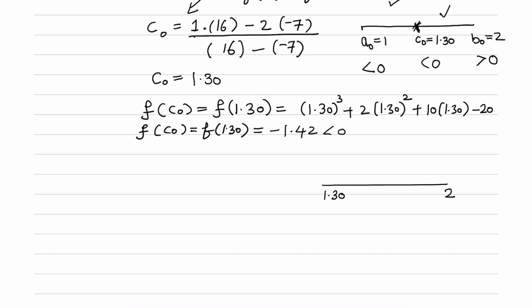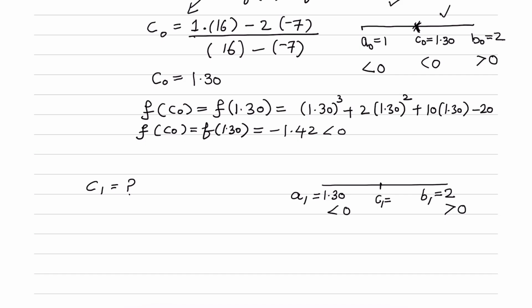And f of 2 was positive, so I'm putting the sign. F of 1.30, which was minus 1.42, it was negative, so we are putting this sign. And now we will rename this 1.30 and 2 as a1 b1, because this is our next interval. And somewhere in between a1 b1 we will find the next false point and we will denote it by c1. Now we have to find c1.